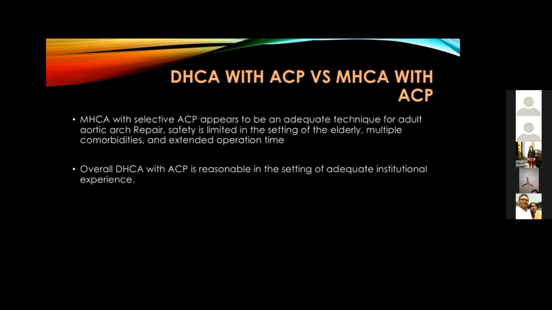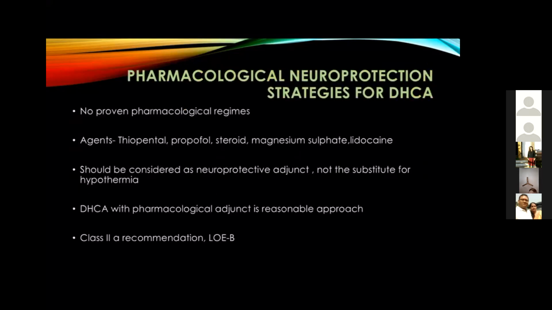Now, there is another point, DHCA with ACP versus MHCA, that is moderate hypothermic circulatory arrest with ACP. MHCA with selective ACP appears to be an adequate technique for adult aortic arch repair. Safety is limited in the setting of the elderly, multiple comorbidities, and extended operation time. And overall, DHCA with ACP is reasonable in the setting of adequate institutional experience.